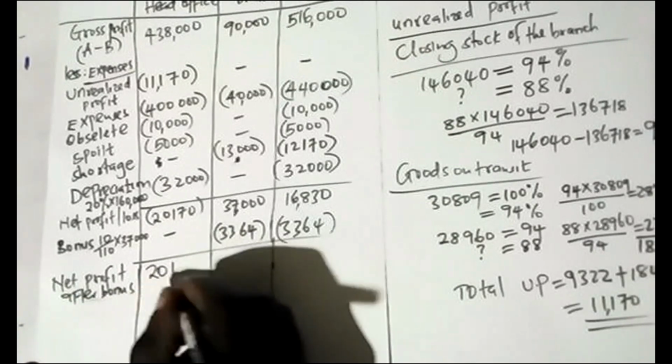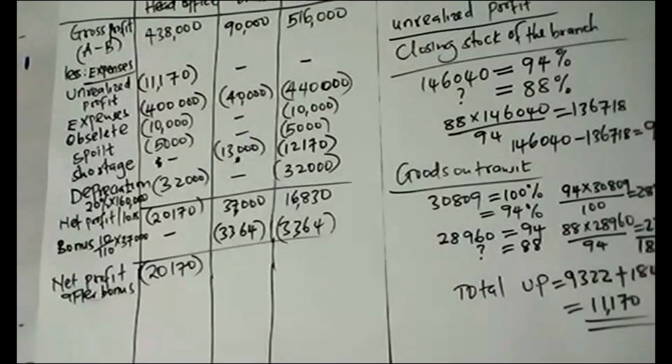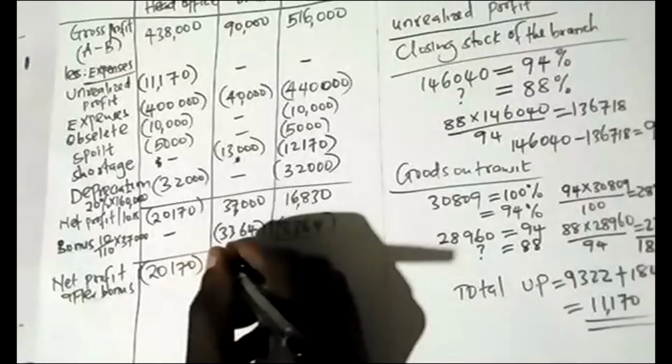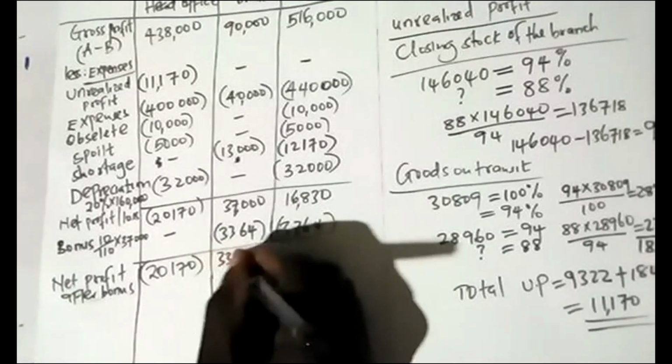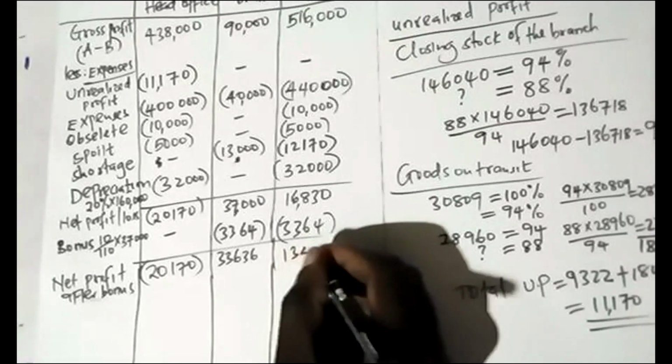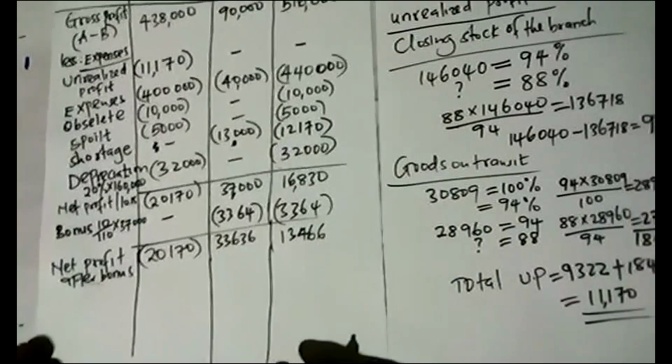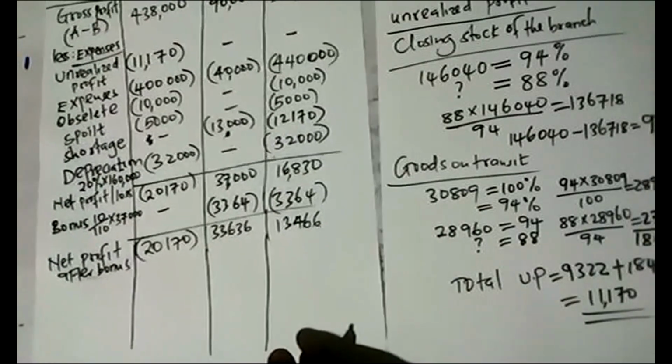So this one will be a loss, meant to be a loss. Then this one is 37,000 minus 3364. That would be, I'm getting 33,636. Then the last one, 16,830 minus 3364. That is 13,466. Then now we can do a transfer of the branch profit to the head office.